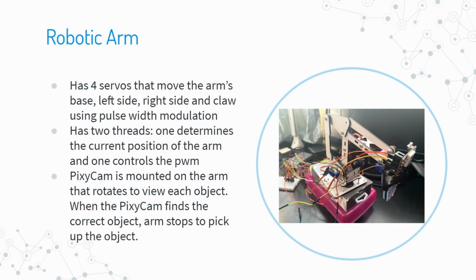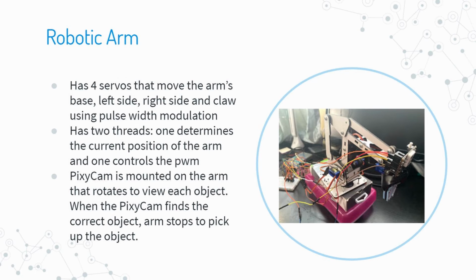The robotic arm has 4 servos that move the arm's base, left side, right side, and the claw. By applying pulse width modulation to the servos, the degrees that they move at can be controlled using a timer. 2 threads were created just for arm control. One thread focuses on applying the pulse width modulation to the servos, whereas the second thread focuses on moving the arm to the position required currently.